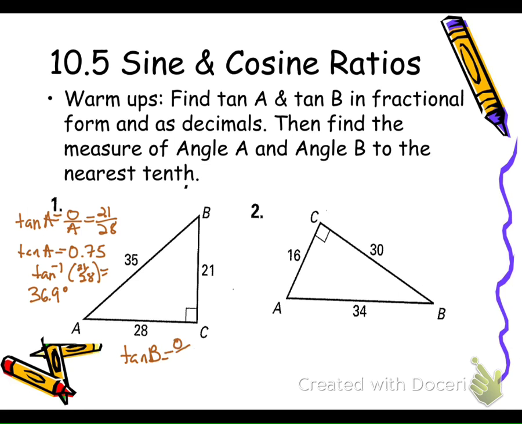Again, it's still opposite over adjacent. Opposite of B is 28. Both tans on one question? Yep, so opposite over adjacent for B. Adjacent for B is 21. Once again, you're going to put that in your calculator because it wants it in decimal form for us to try it that way. So 28 divided by 21 is what value?